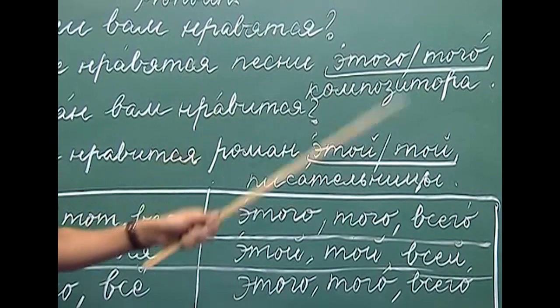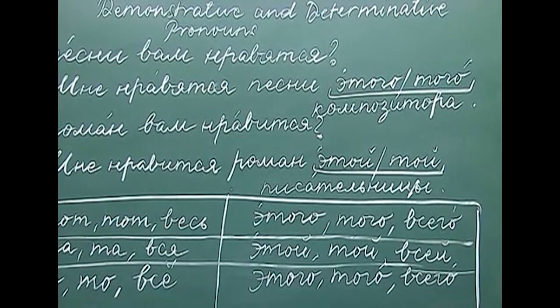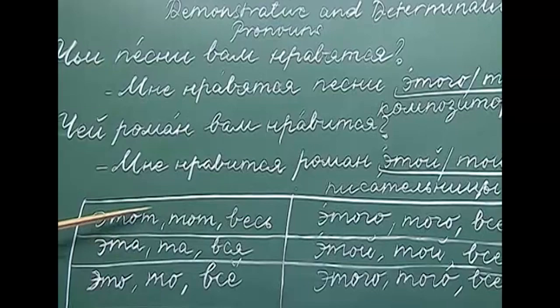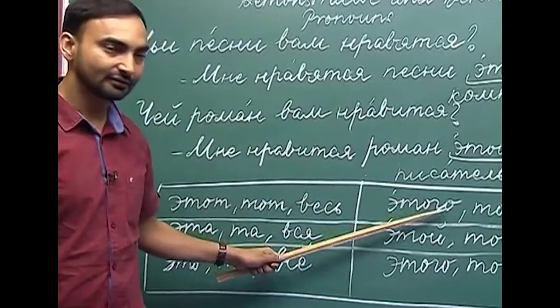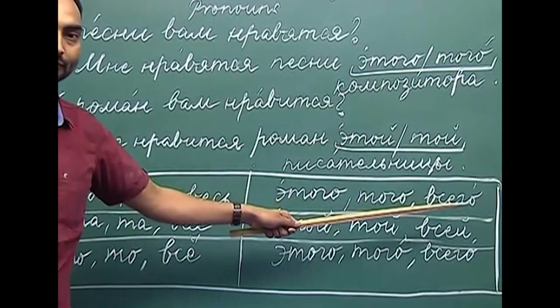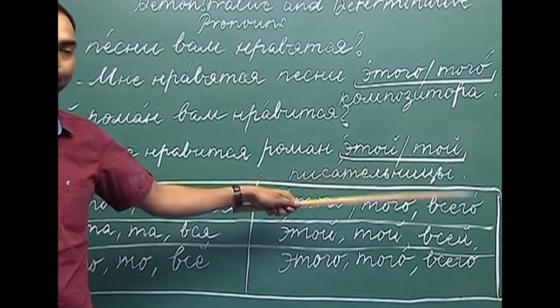I have drawn a table here. These are the masculine forms in the nominative case. Этот, тот and весь. Весь is a determinative pronoun which means whole. Этот becomes этого, тот, того and весь, всего. So, these are the masculine forms in the genitive case if they are used with the masculine nouns.